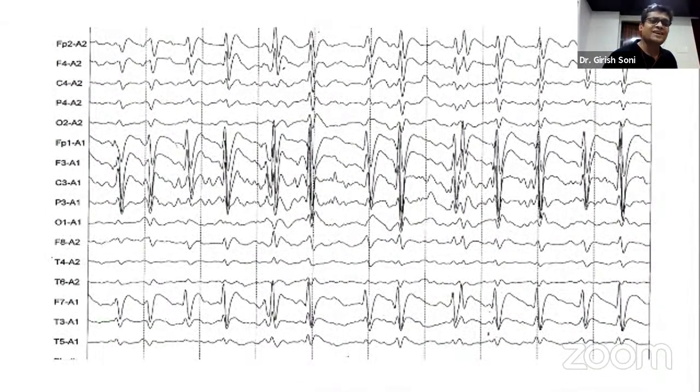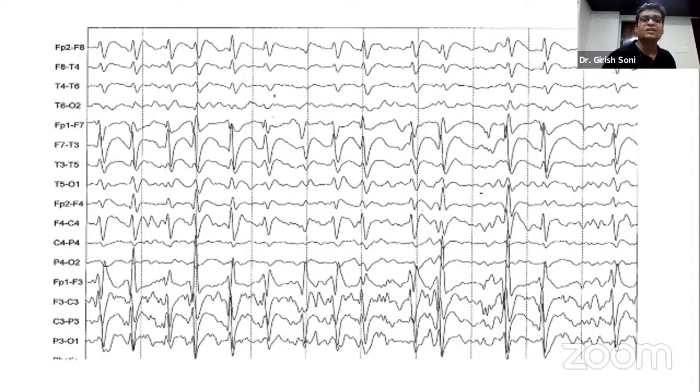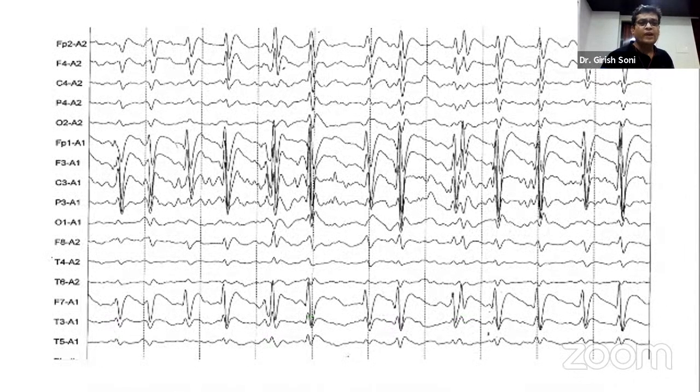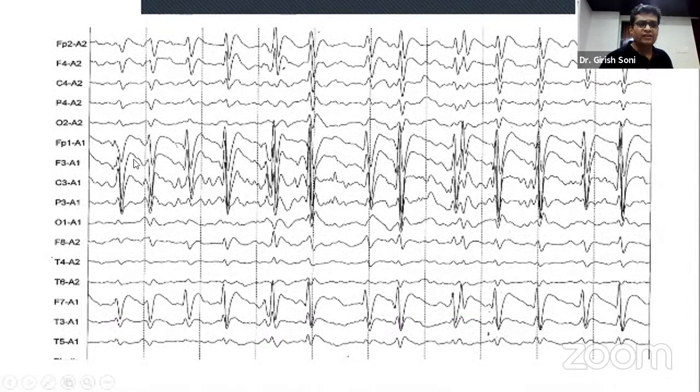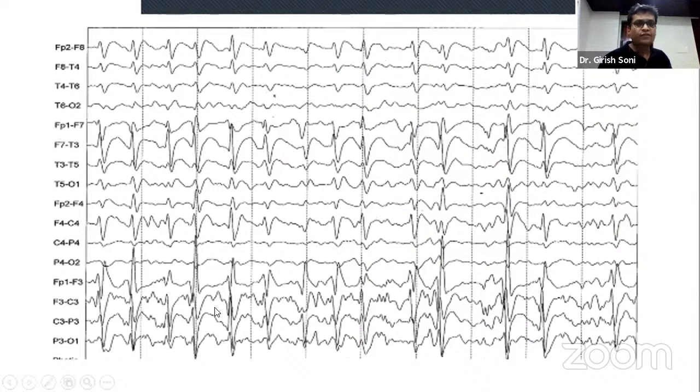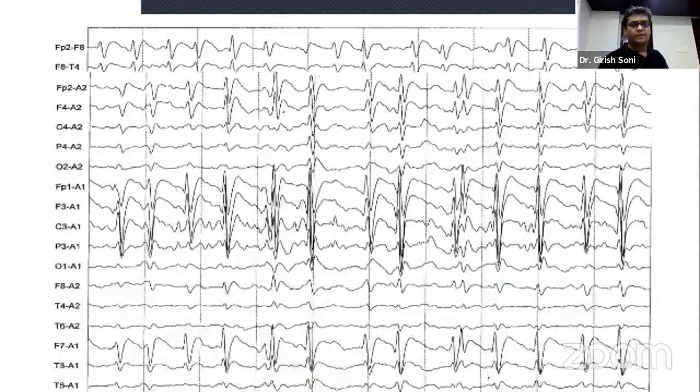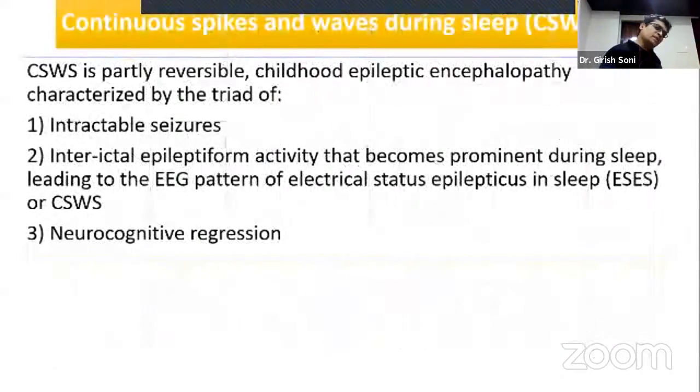So these discharges are present almost throughout the sleep recording. If you look at these discharges, of course, they are more prominent on the left side as compared to the right. They are frontotemporal prominent, frontal prominent. If you see the amplitude, frontotemporal left more than right, synchronous discharges throughout the sleep. So this patient fulfills the criteria of CSWS.